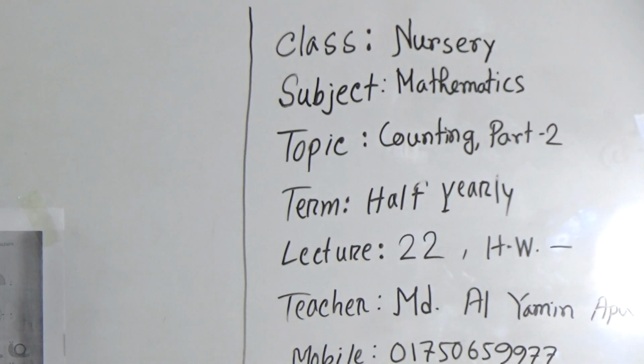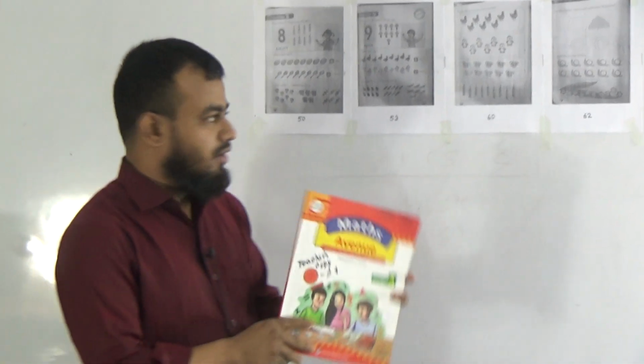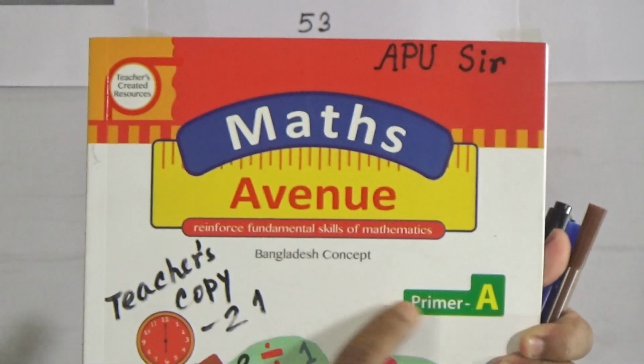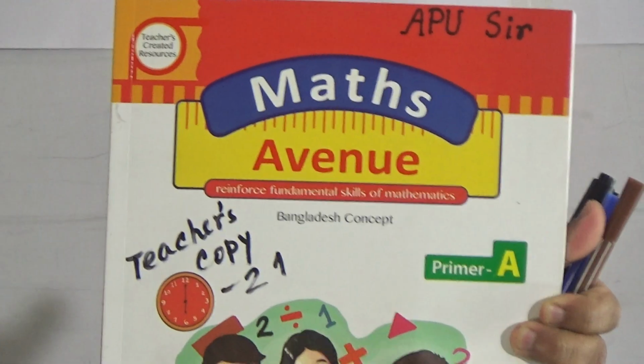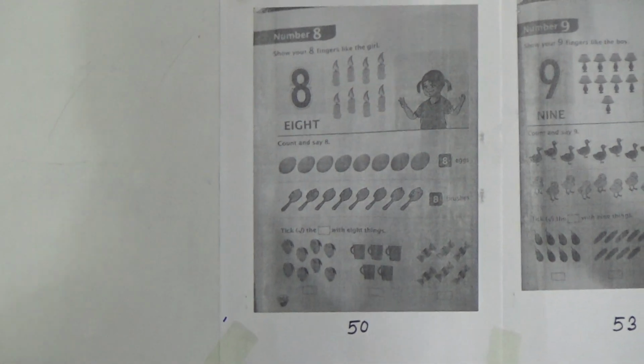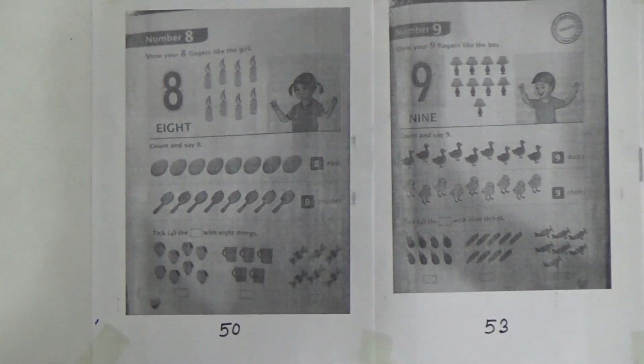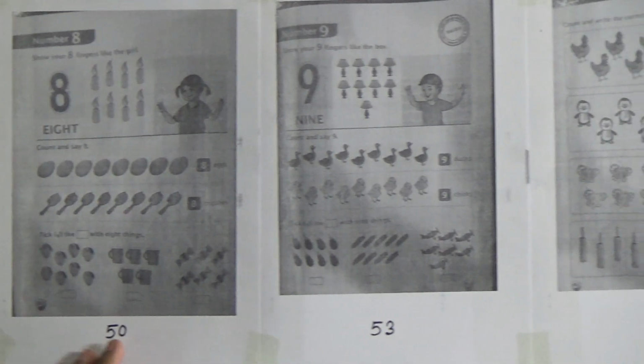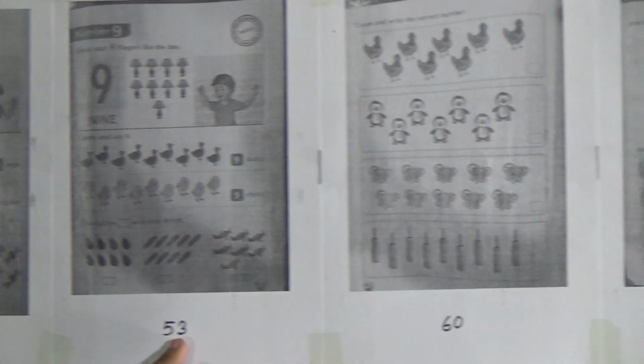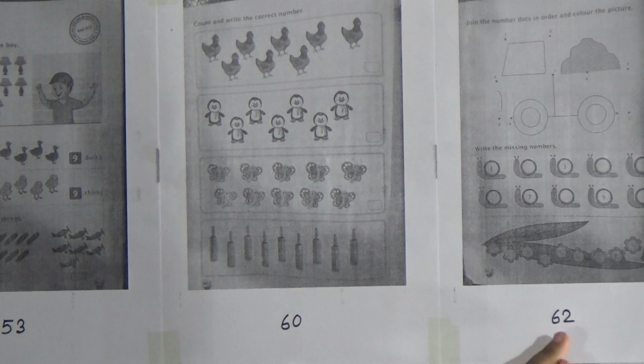Now, my dear students, look at the board. You know the counting part 1 we have learned from your math book. Your math book is this one. It's Maths Avenue Primer A. From this book we will learn again today, in the second class of counting. I have printed only 4 pages here: page number 50, page number 53, page number 60, and page number 62.